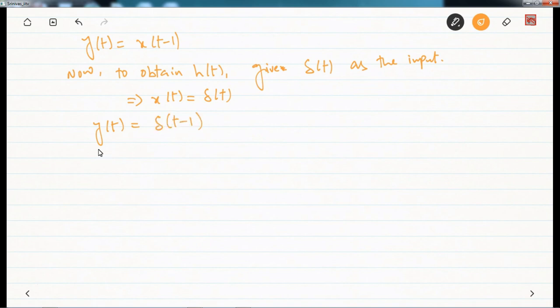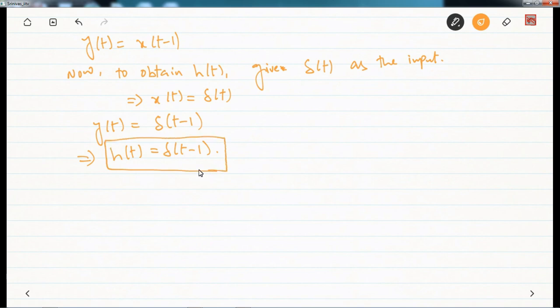The output, that implies h of t is equal to delta of t minus 1. Is this correct or not? See, the output of the system when the input is delta of t is called the impulse response. So we have made our input delta of t, so its output is equivalent to the impulse response. So this is the impulse response of the unit delay system.